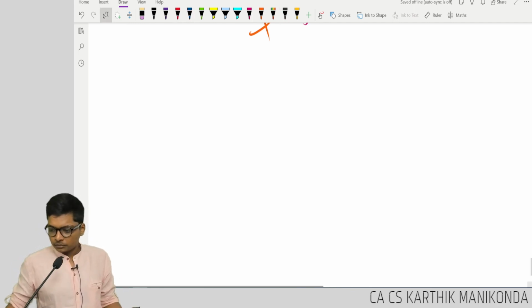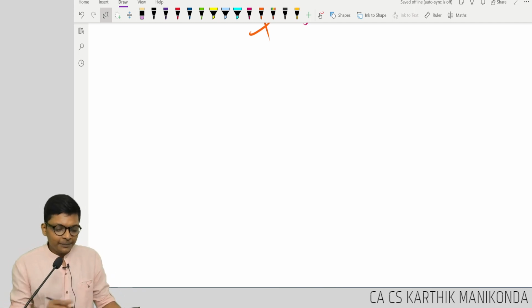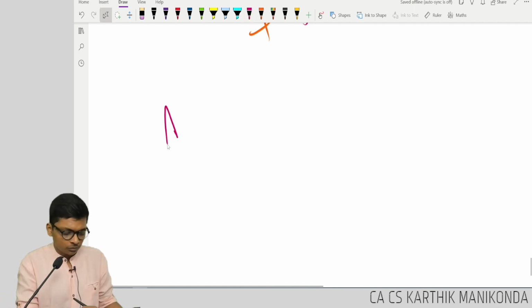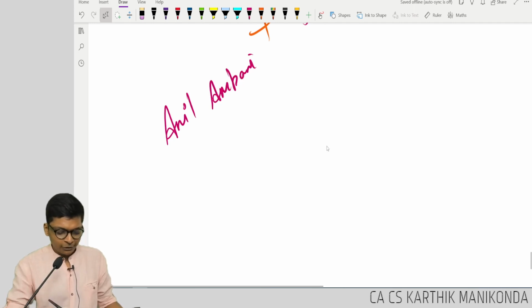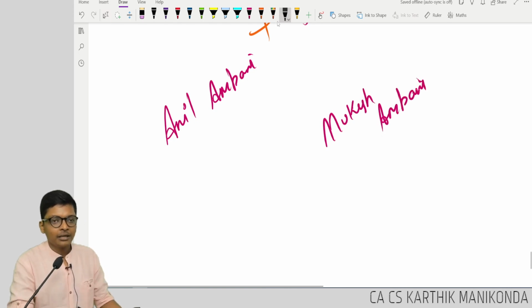let's take 2 brothers who are fighting. Tell me 2 brothers who are fighting, guys. Okay, Ambani brothers. Anybody else? Ramesh, Suresh, okay. Anil and Mukesh Ambani are earlier.